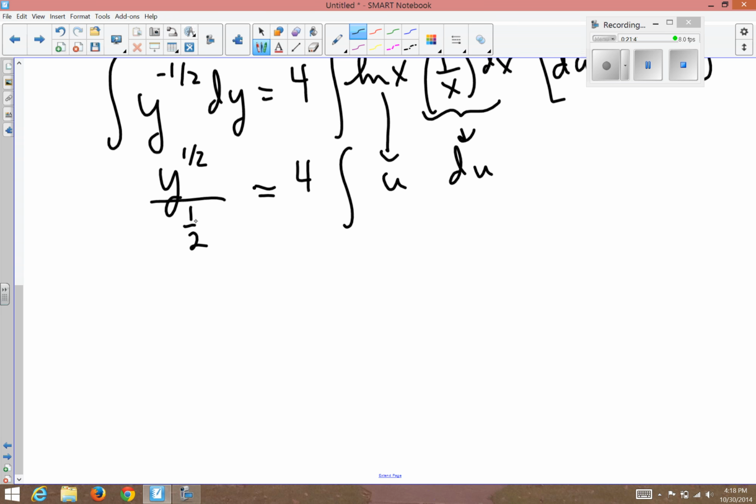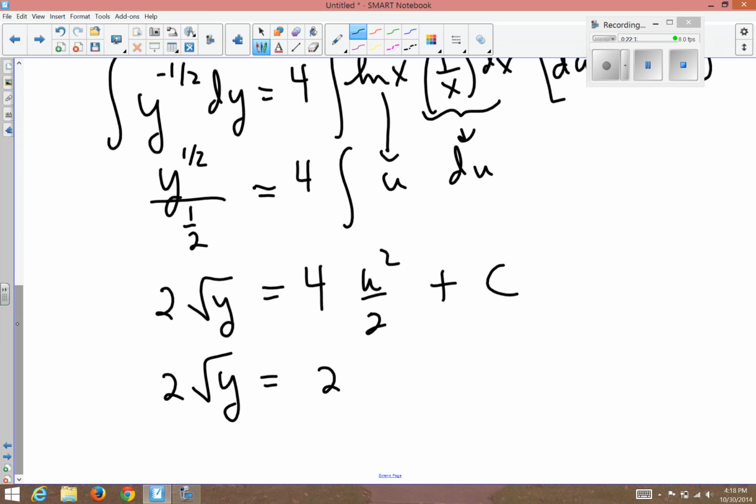Y to the 1/2 over 1/2 is the same as 2 times the square root of y, dividing by half. A fractional exponent means radical. Copy the 4. The integral of u du is u squared over 2 plus c. Got to have a plus c on one side or the other. So 2 radical y equals, well, here I have a 4 here and a 2 here, so that's just 2. And that u is actually the natural log of x. So there's u squared plus c.